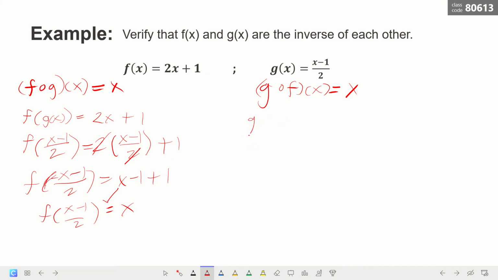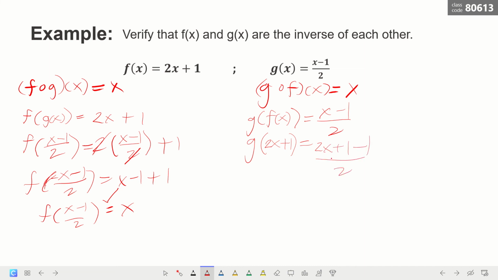So, g composed of f of x is equal to x minus 1 over 2. So, anong value ni f of x? So, we have here 2x plus 1. G of 2x plus 1 is equal to, palitan natin si x, 2x plus 1 minus 1 over 2.